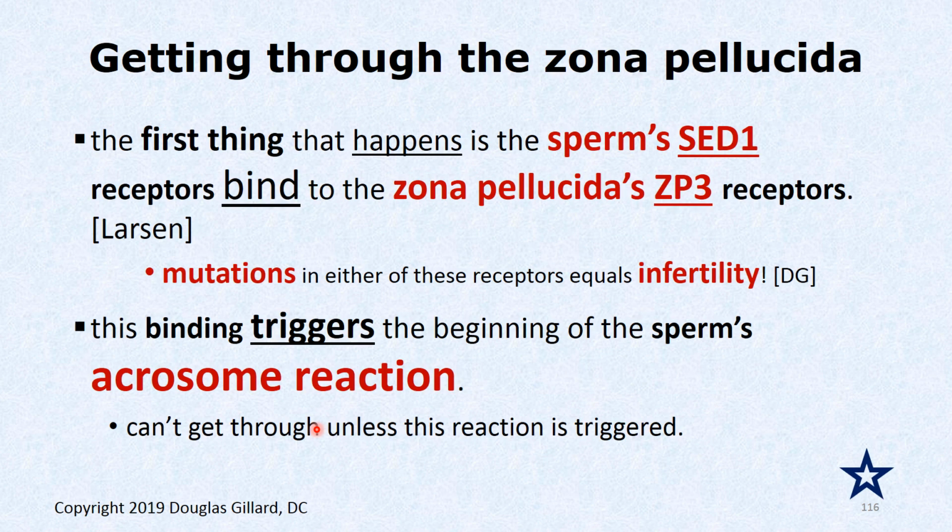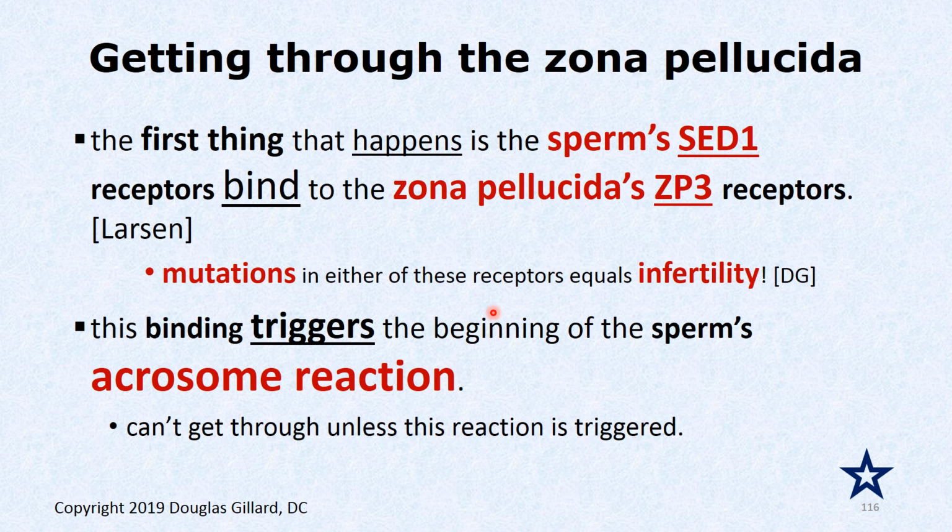Well, the first thing that happens is the sperm SED1 binds to ZP3. We've said that. And on a side note, we've mentioned mutations. If you have mutations in the genes that make SED1 and ZP3, you can't have a baby. You'll be infertile. So those are very, very important. There are some secondary binding options, ZP2 could do it. There's another one as well. There are other ways to bind, but if you lose ZP3, your chances of having a baby go way down.